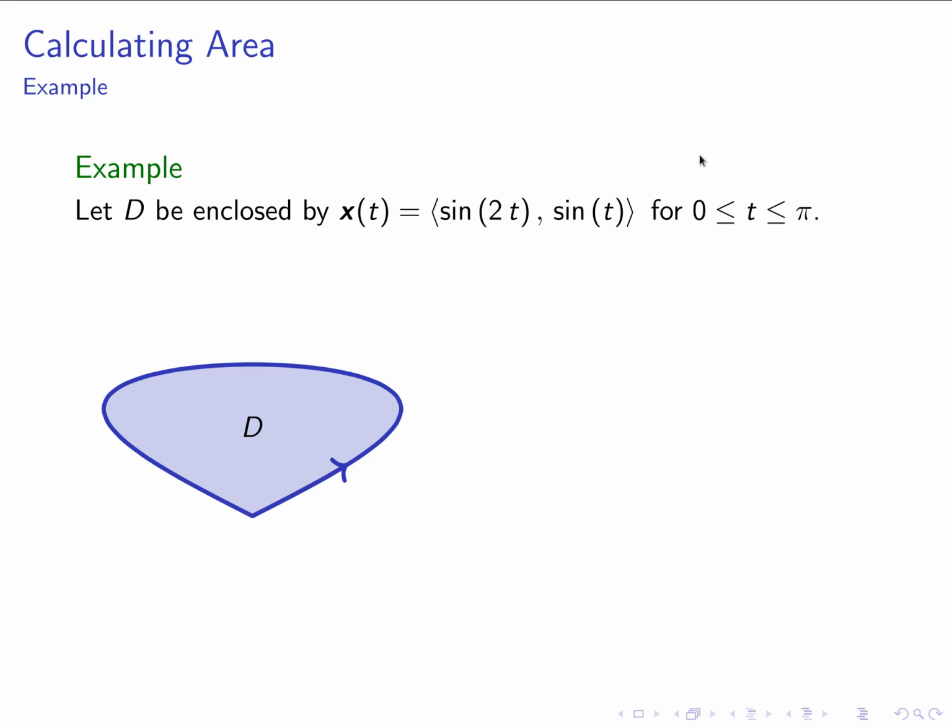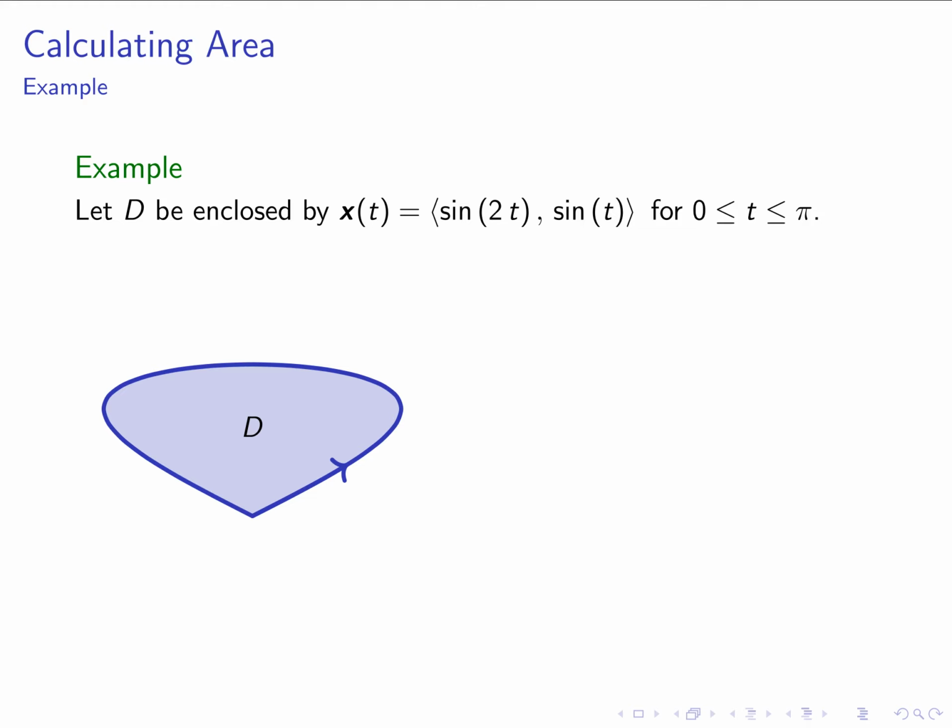Here we have an example where we're defining a domain to be enclosed by a curve. The curve we're studying is x of t equals (sine of 2t, sine of t), where t ranges from 0 to pi. If we were to plot this region, it isn't intuitively obvious, but it does turn out to look like this sort of teardrop region. So we've defined this parameterized curve, which starts and ends at the same location, and then we're using that to define D to be the region inside of this curve.